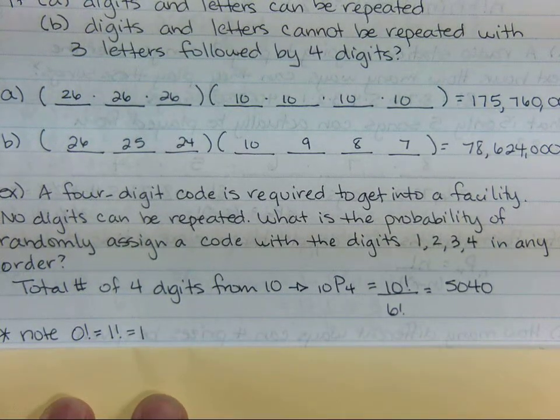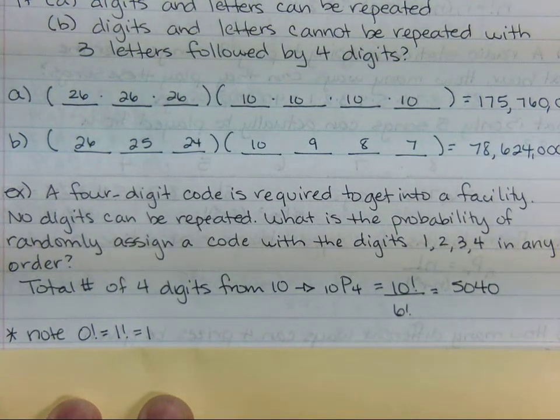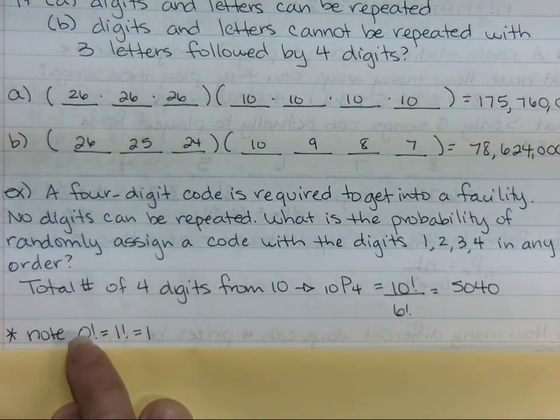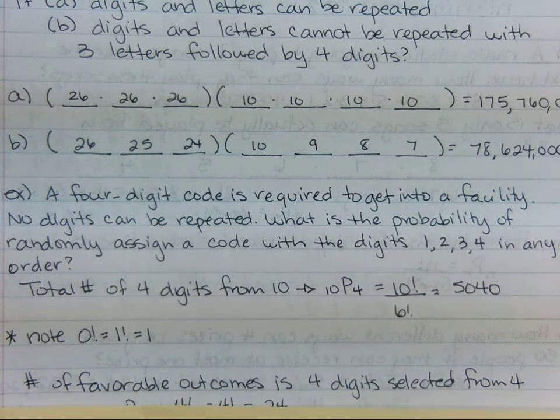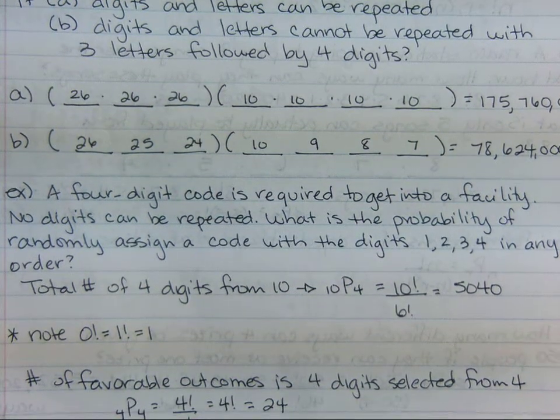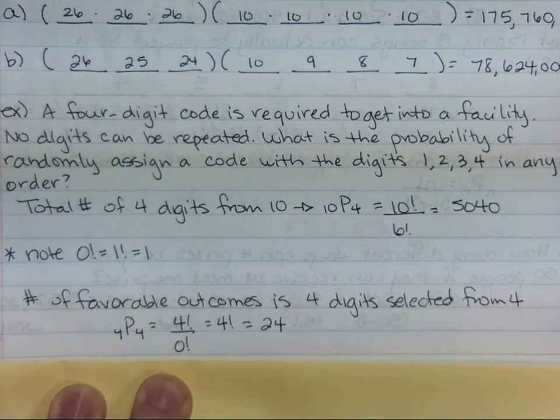Now, something that you are going to need to know and have in your notes is what happens when you have a 0 factorial. A 0 factorial is not 0. It's kind of a weird rule that in factorials, 0 and 1 both count as a single factor of 1. So anytime you have 0 factorial, you're going to replace that with just the factor of 1. And anytime you have a 1 factorial, you will also replace that with the number 1. And you need that because you need to figure out the number of favorable outcomes.